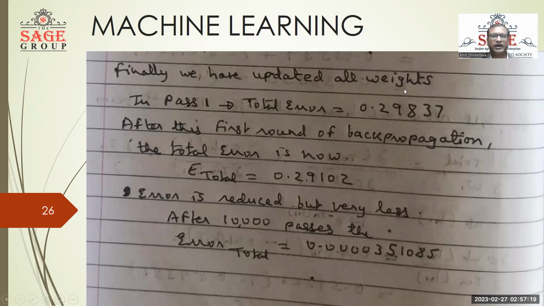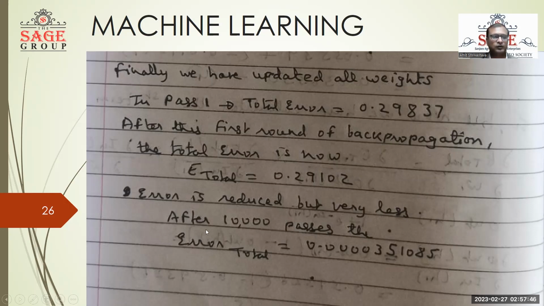So finally, we have updated all the weights, and then we again calculate the final error. In pass 1, the total error was 0.29837. And now with these updated weights, when we calculate using the same formula, we get the error as 0.29102. So we can see here that it has reduced a little bit.